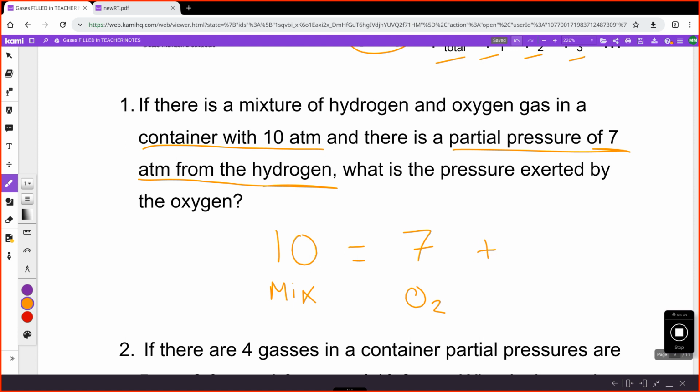I'm goofing all over the place here. This is not the oxygen. We're looking for the oxygen. What we have is the hydrogen. What we're looking for is the oxygen. And you would just solve for it. 7 plus whatever the oxygen was is the total of 10. And that would lead us to 3. That's it. That's Dalton's law of partial pressure.